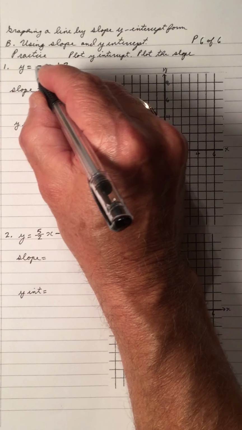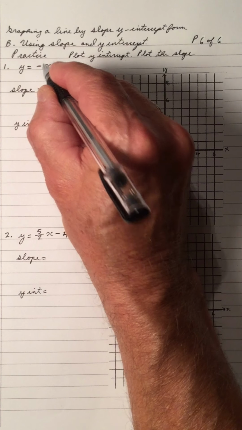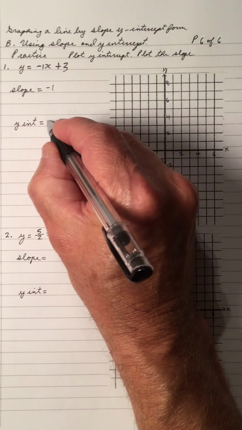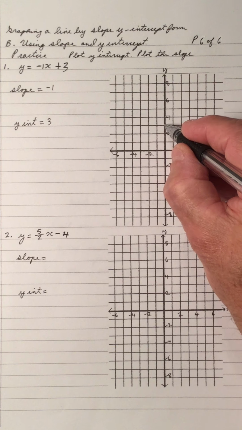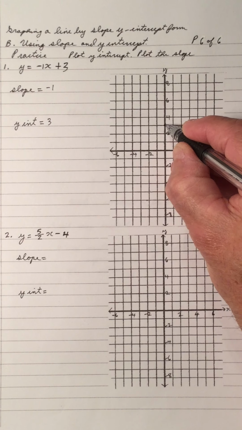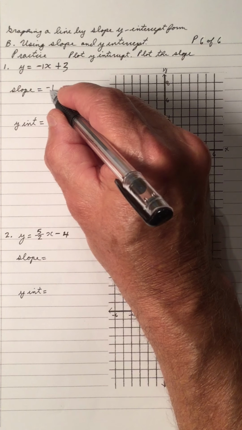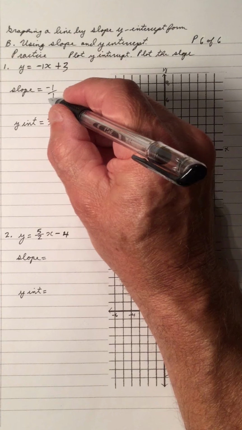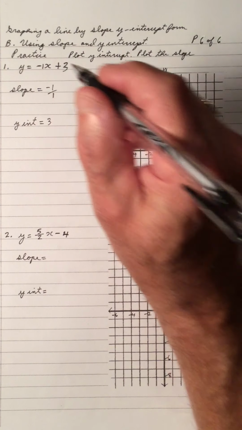The slope for this line, y equals negative, and that's understood to be a 1. I'll put a 1 there. y equals negative 1x plus 3. The slope is negative 1 and the y-intercept is 3. So I plot the y-intercept on the y-axis, 3. Done. Again, that's the point (0, 3). And the slope of negative 1 means negative 1 over 1. If you have an integer, the denominator can always be 1.